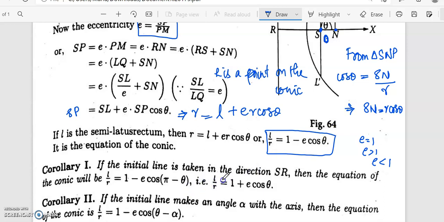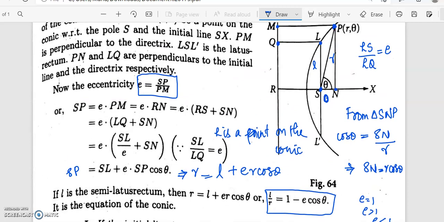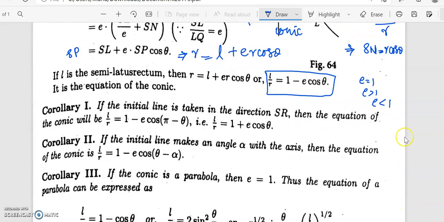And again, let us look at a few more equations, a few more special cases. If the initial line is taken in the direction SR, so if you are taking the initial line in the opposite direction, so instead of SX, if the initial line is SR, then the equation of the conic becomes, so instead of theta you will have pi minus theta.